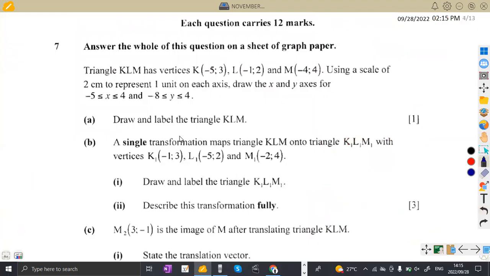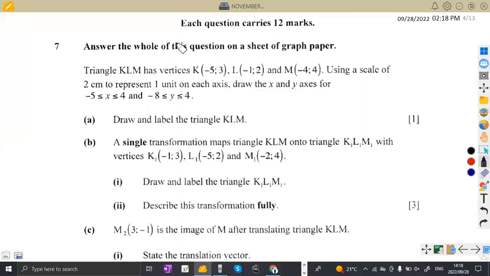Let's see question 7, which is actually on transformation. So let's see this transformation. In this question 7, we are told to answer the whole of this question on a sheet of graph paper. Triangle KLM has these vertices. I told you, whenever you're given vertices, just mark your vertices on the diagram. You're asked to use a scale of 2 centimeters to represent 1 unit on each axis, which means both Y and X. So you're going to draw and label triangle KLM. That is 1 mark for you to draw that triangle.